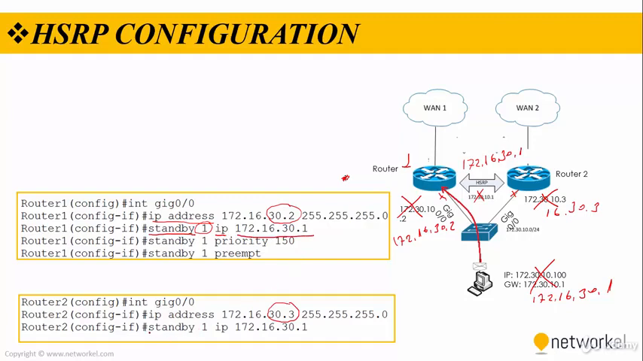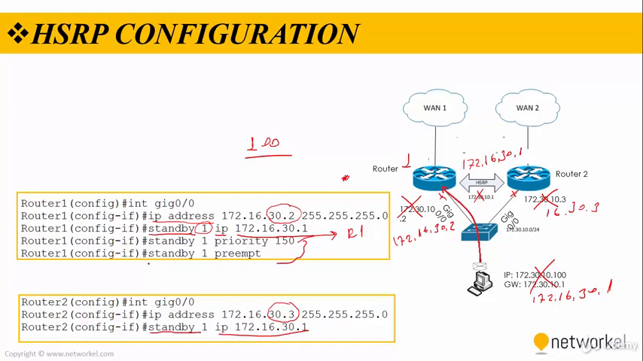Okay, I'm doing the same thing on router 2. I just have two different configurations for router 1 in here. Standby 1 priority 150. This line shows me that router 1 is the active router for this HSRP topology, because the default value of the priority is 100. If I choose 150, this guy will be the active one.